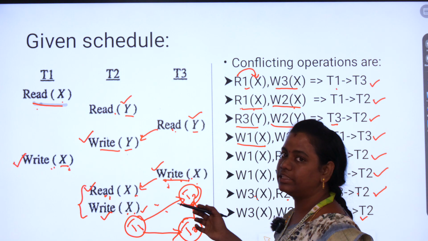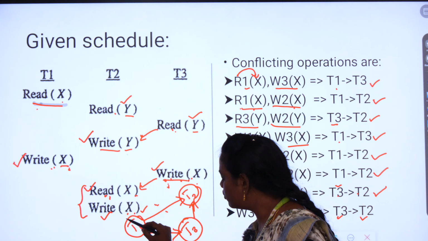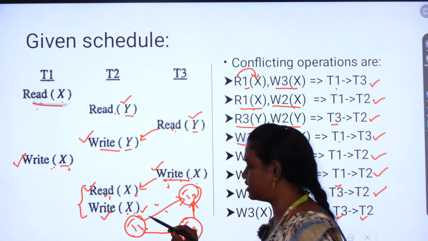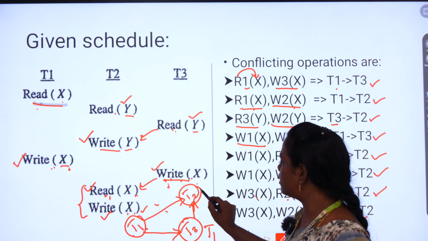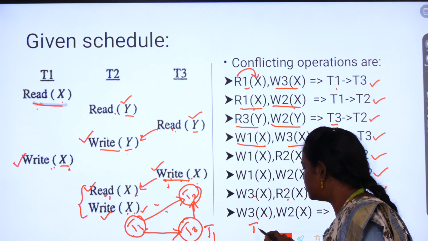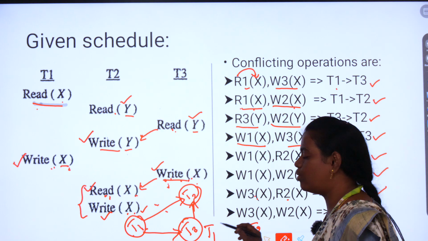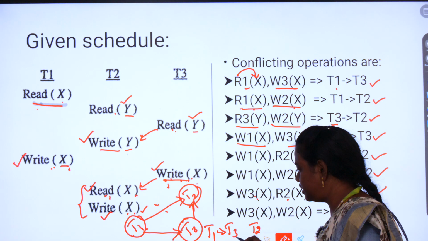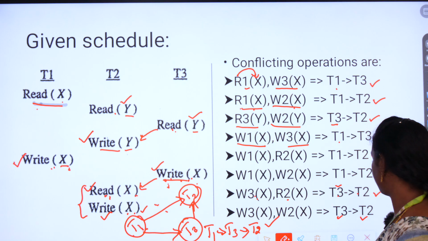Now we need to find the order of the sequence of transactions. To find the order, T1 has no incoming edges, so definitely this is your first transaction, your starting transaction T1. And T2 has no outgoing edge, so definitely this is your last transaction, that is T2. Obviously, there is only one transaction performed between T1 and T2, that is T3. So first it will execute T1, then T3, and then T2. So this is our answer. Now check your answer.